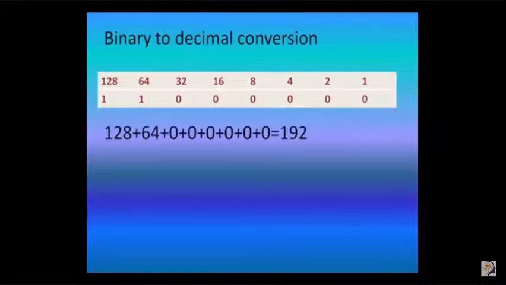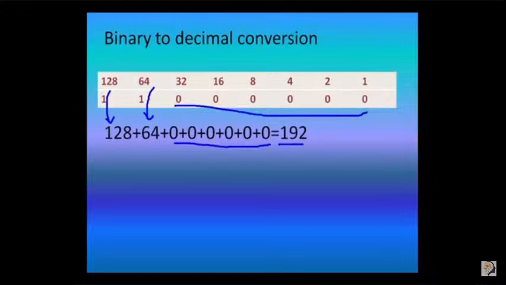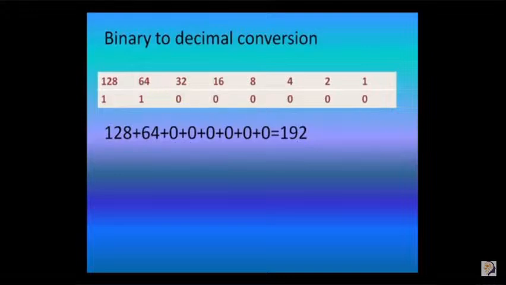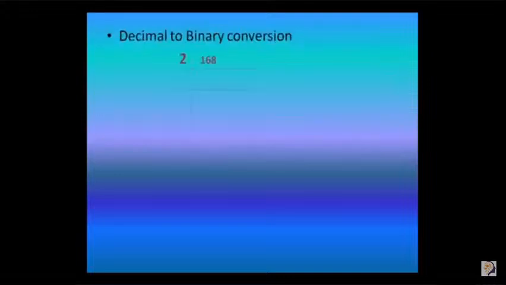multiplied by 1 becomes 128. 64 multiplied by 1 becomes 64. The remaining are all zeros, so they become 0. So when we add, we get 192 back. So in this way, we can do decimal to binary and binary to decimal conversion.